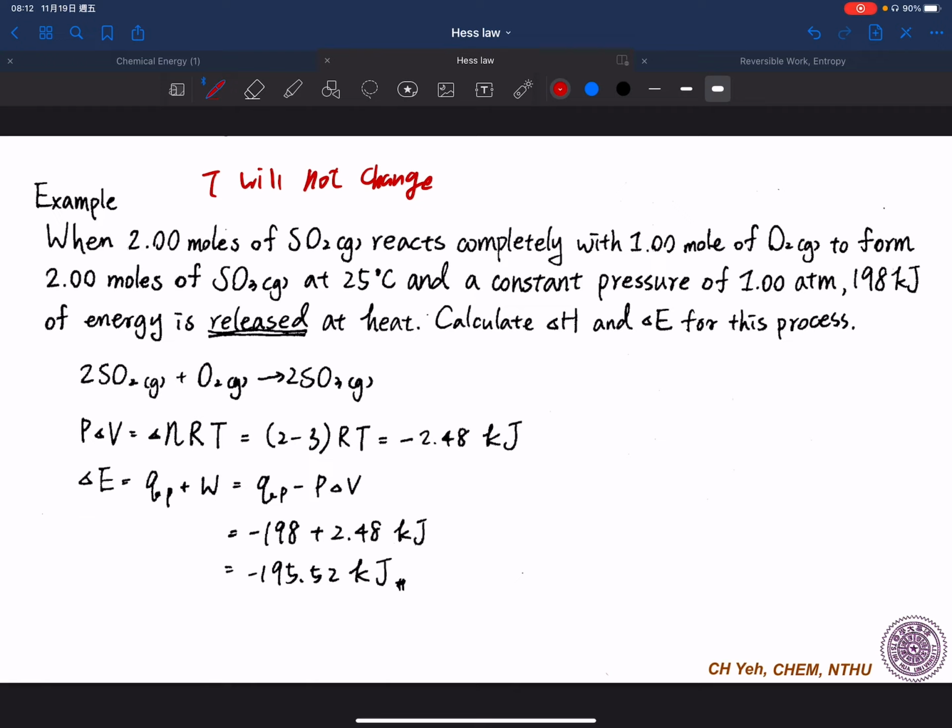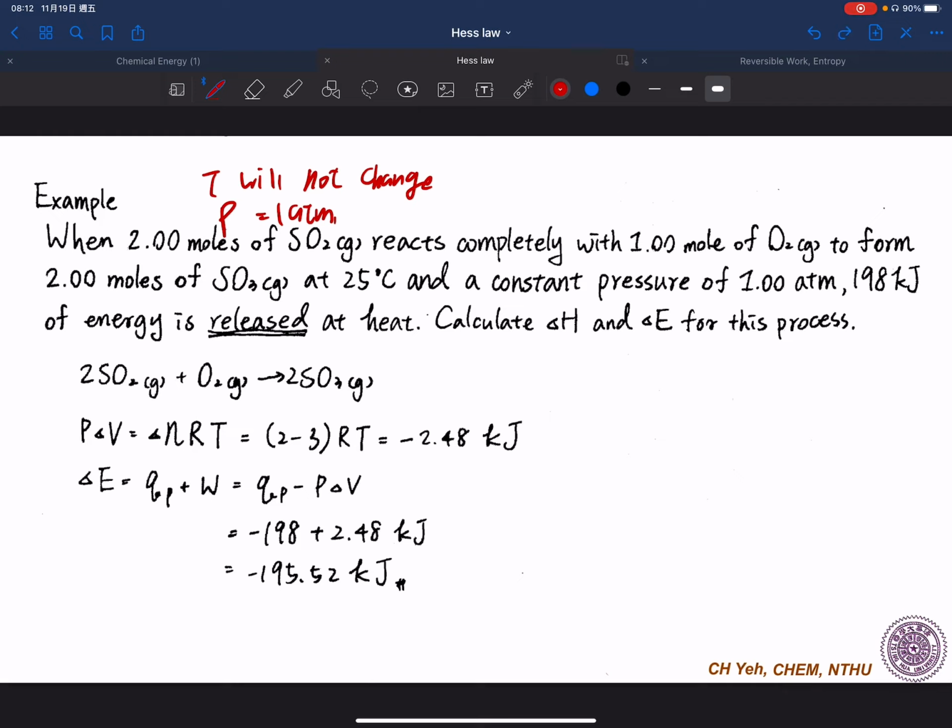Or at least the statement is like this: at a constant pressure of 1 atm. Okay, now we know that P is constant. 198 kilojoules of energy is released as heat. Calculate the enthalpy and internal energy change for this process.